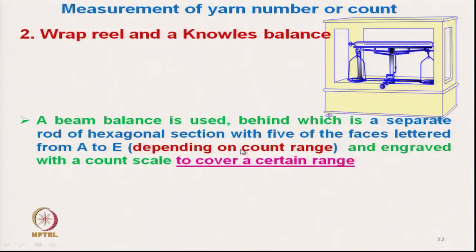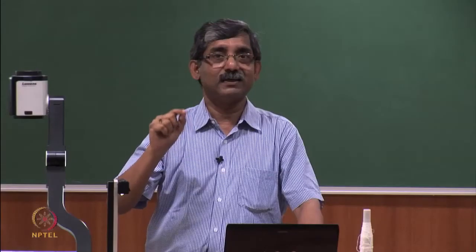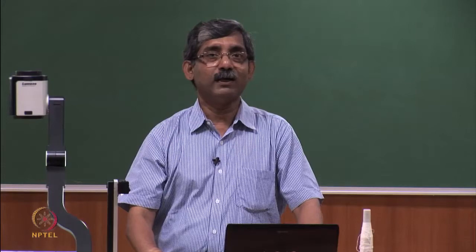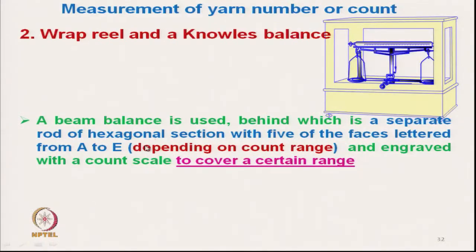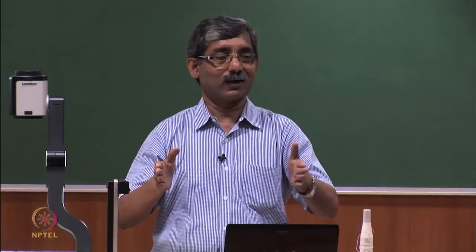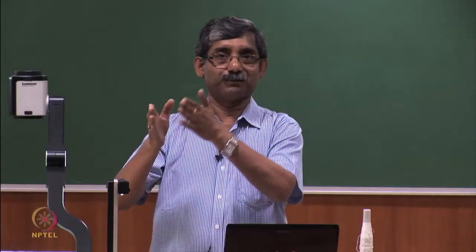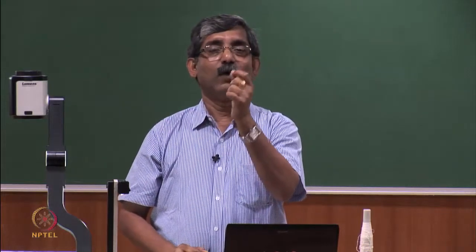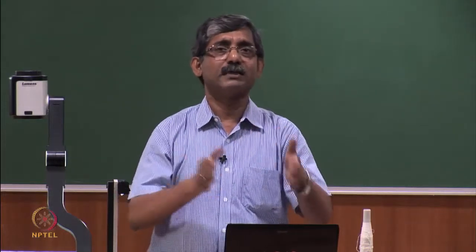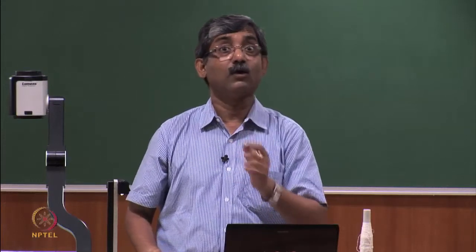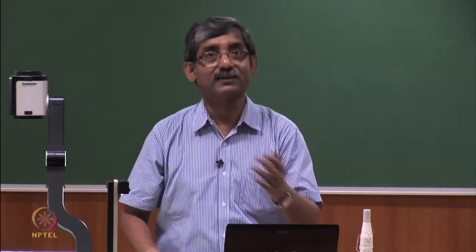So, out of 6 faces, 5 are lettered A to E. You can rotate these 5 faces, A, B, C, D, E, depending on the count range. Suppose the A section is the count range in the coarser section, maybe say 1, 2, 5. So, different count systems are there, and in the cotton system alone, different count ranges are there.